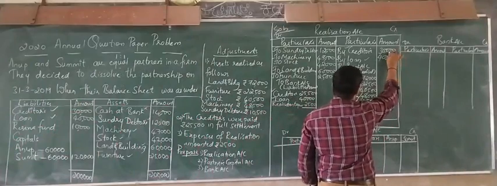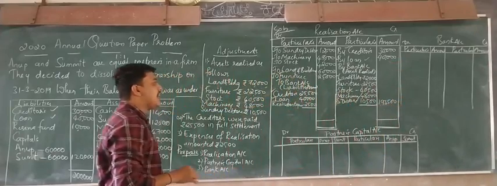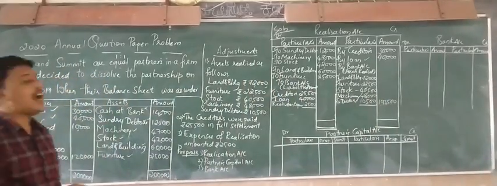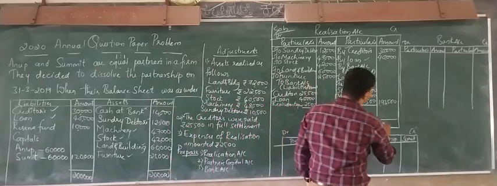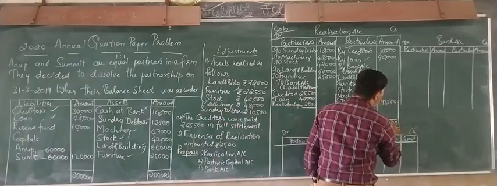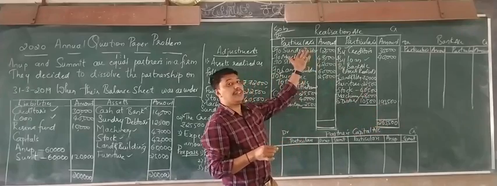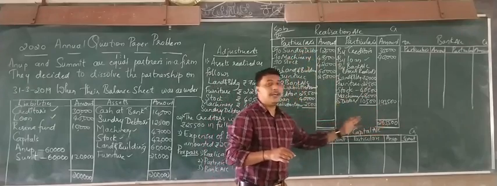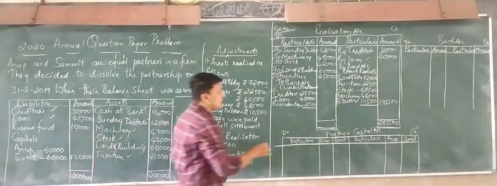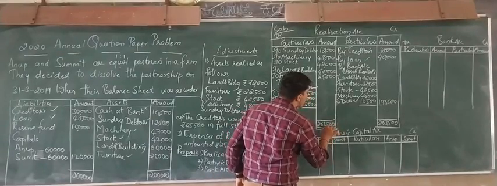So 30,000 plus 40,000 plus 1,93,500. What will be the total? That is 2,63,500. 2,63,500 will be the credit total. The credit side total is higher, and this side total is lower. We put this total on both sides, taking the highest total on both sides.